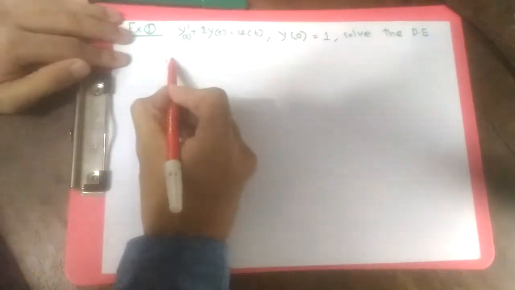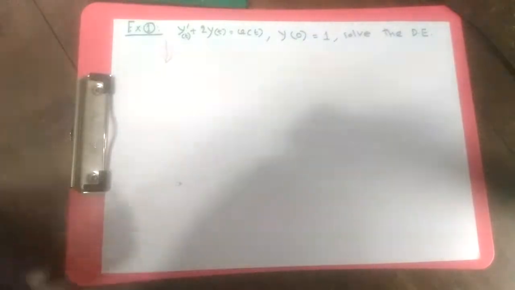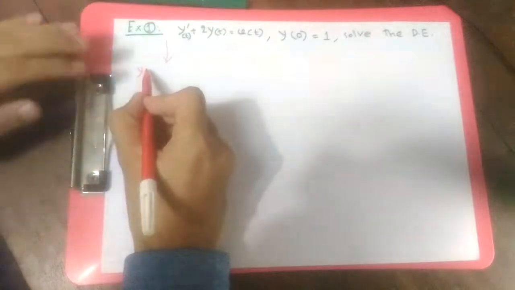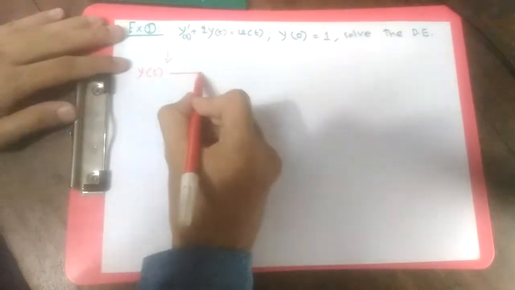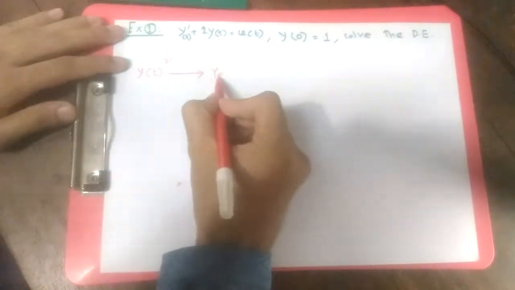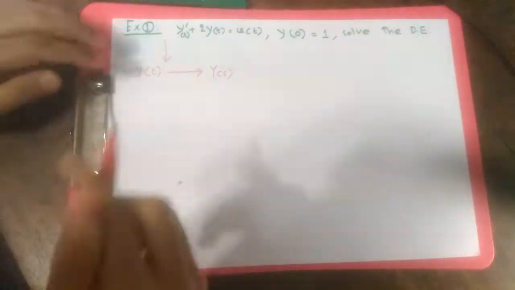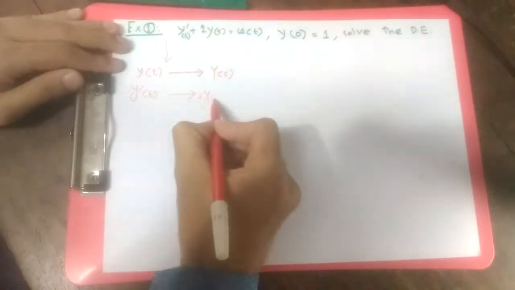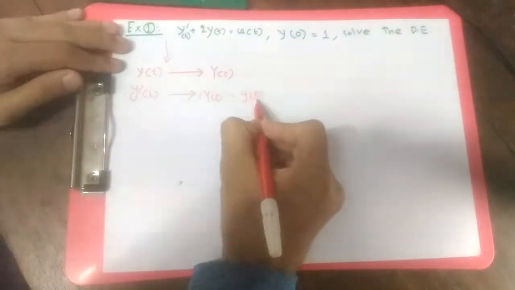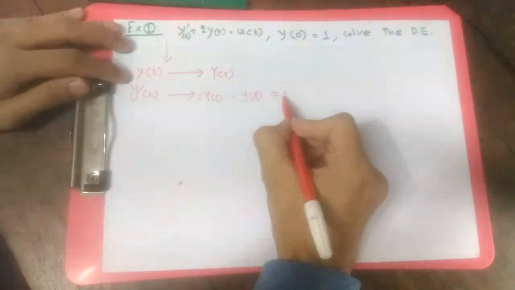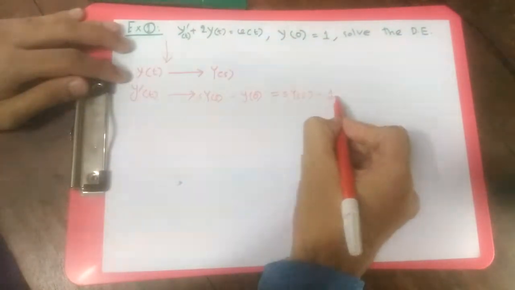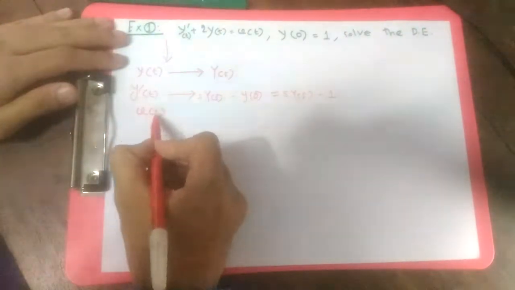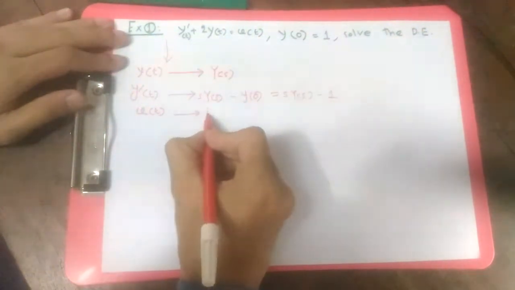So the first process to solve this differential equation is to guess a Laplace transformation. We want to guess that the Laplace transformation of y of t is Y of s. Then what's the Laplace transformation of the derivative y dash of t? It's going to be s Y of s minus y of 0, or as y of 0 is given, it's going to be s Y of s minus 1. And what's the Laplace transformation of the right hand side u of t? It's going to be 1 by s.